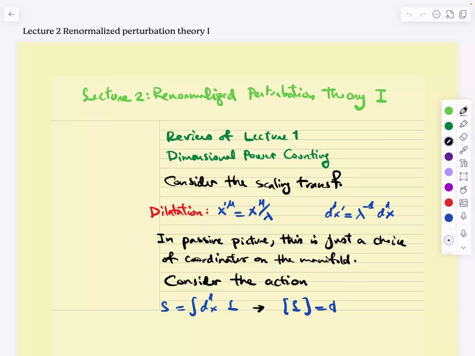All right, so today we're gonna start lecture 2, talking about renormalized perturbation theory, part 1. I'm gonna review very briefly, as usual, the previous lecture, lecture 1. If there are any questions at any point, please do ask. I will review it a little bit differently, highlighting some other aspects of dimensional counting. So what we did last time was dimensional power counting.